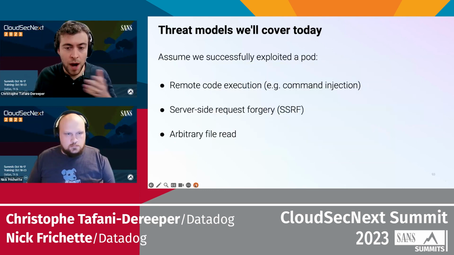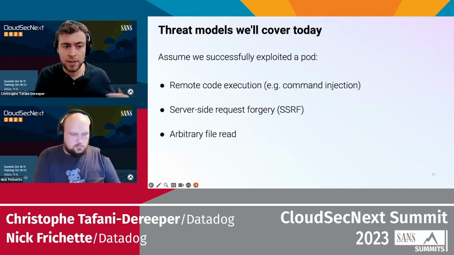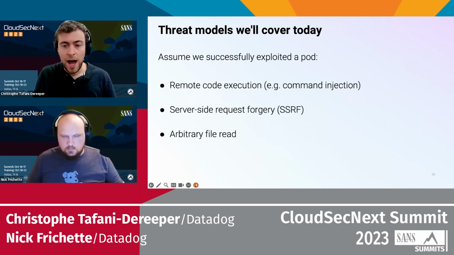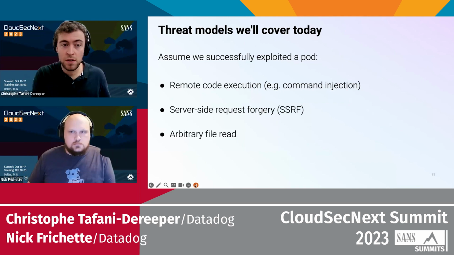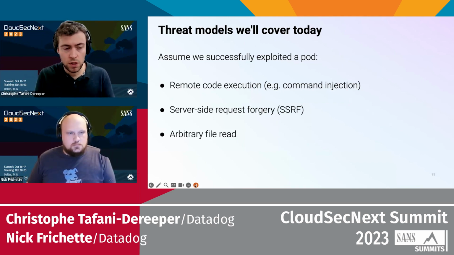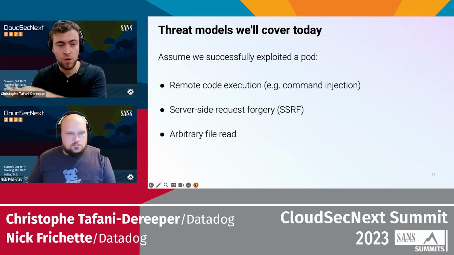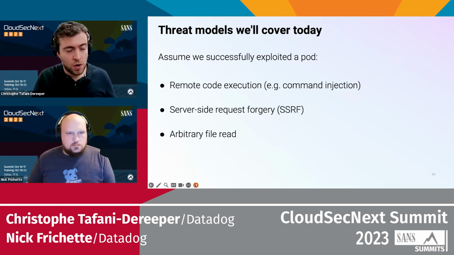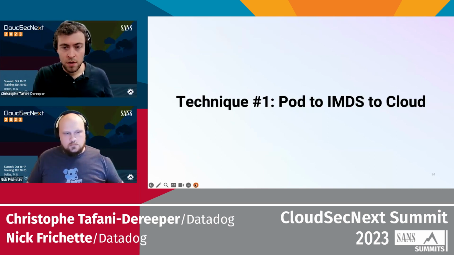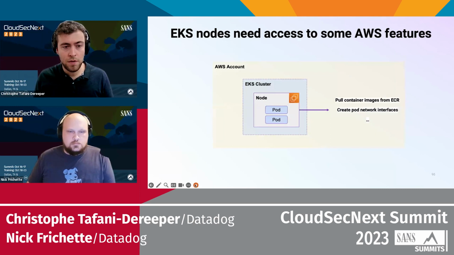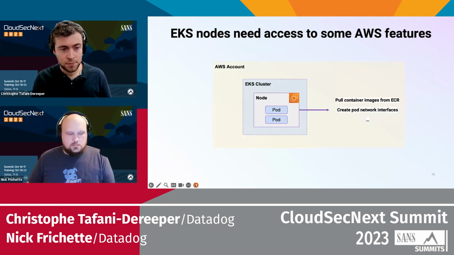So we're going to see a few attack vectors: remote code execution, server-side request forgery, arbitrary file read, and we'll try to see with each one of these, what can we do, how can we pivot to the cloud, from the cluster to the cloud, and maybe even sometimes from the cloud back to the cluster. So the first technique that Nick is going to tell us about is from pods to the cloud through the instance metadata service.